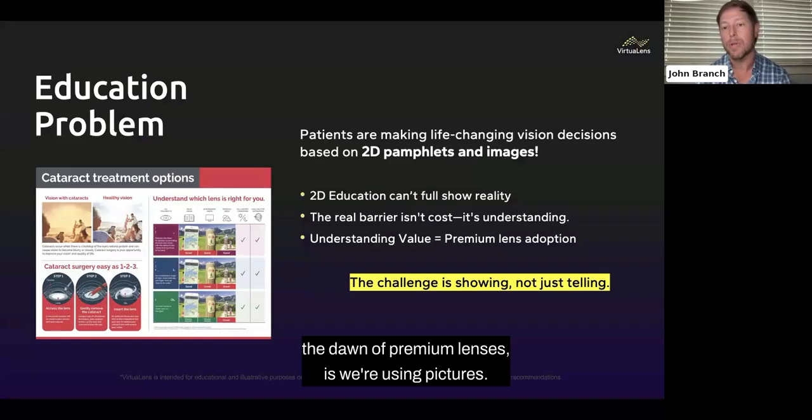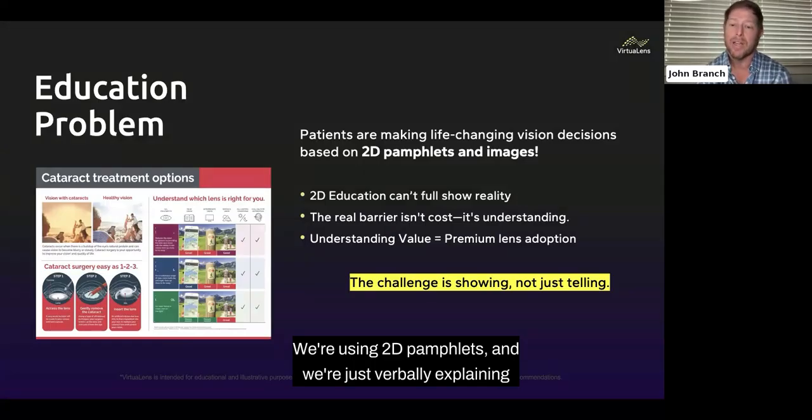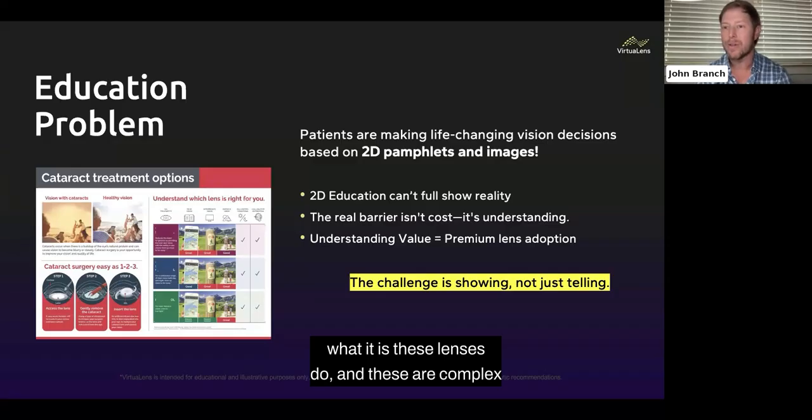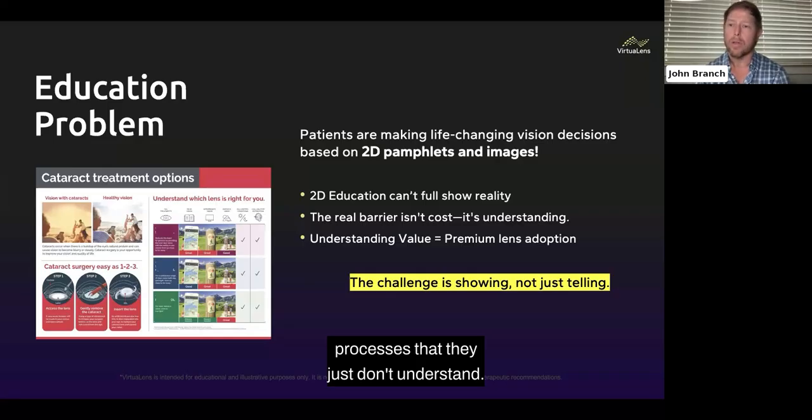So what we're doing now, and what we've done since the dawn of premium lenses, is we're using pictures, we're using 2D pamphlets, and we're just verbally explaining what it is these lenses do. And these are complex processes that they just don't understand. The challenge with these 2D images is we're not showing them in a 3D environment. To look at a piece of paper and understand depth of focus is virtually impossible for the average person to do.